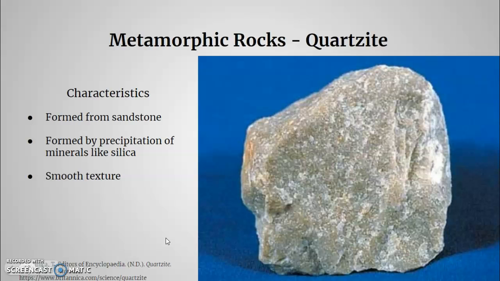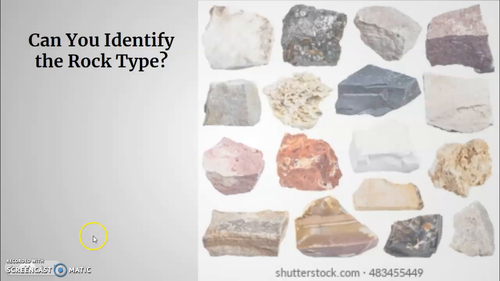Quartzite is another metamorphic rock, and it's formed from sandstone. And what happens in quartzite, so sandstone is really rough. So when minerals like silica are left behind, it makes a quartzite, and it has a rather smooth texture.